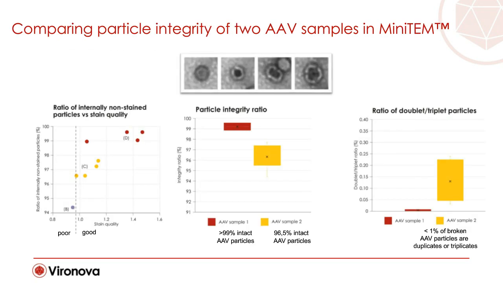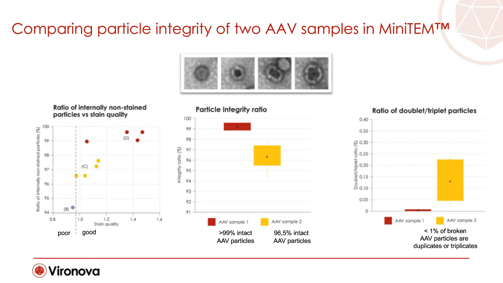For the AAV samples, we can distinguish between the intact form and the internally stained non-intact form, giving us a separate measurement, and also the ratio of doublet and triplet particles in the population. So we have here two samples with differentiable levels of intact particles, but also a differentiable level of doublet and triplet formations. If one would keep track of these parameters, the design space could be further detailed and the effect, if any, can be monitored.